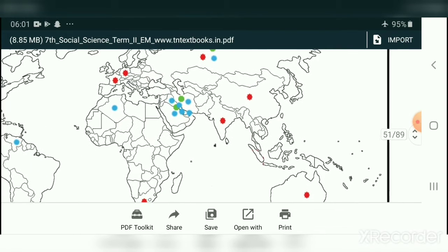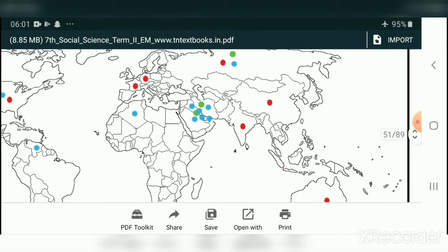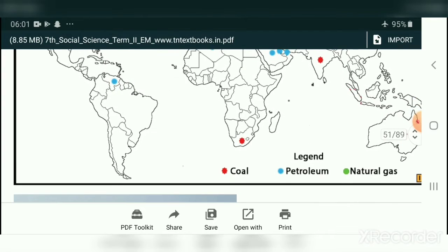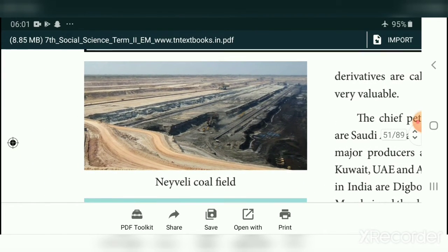You point any 2 bullets, that is enough for each resource. For coal, we can mark only 2 places, mainly in India and China, like that. This map is very, very important. See here. This is Neyveli coal field. Here we are producing lignite.